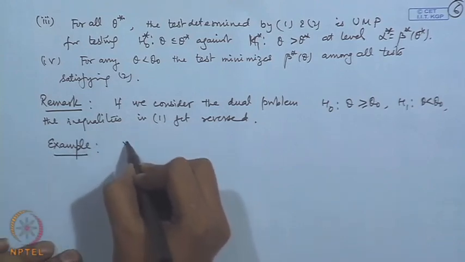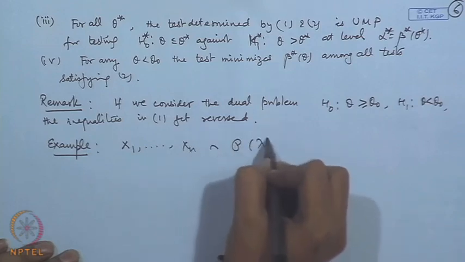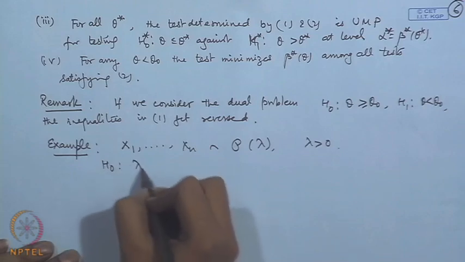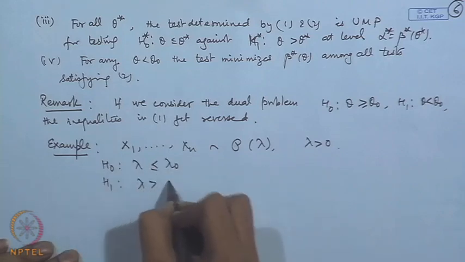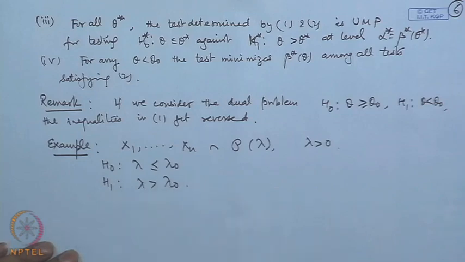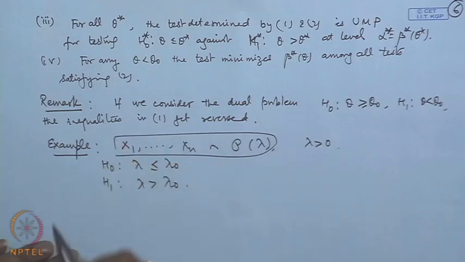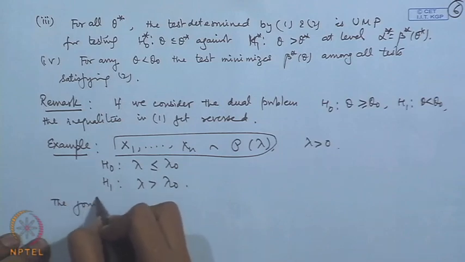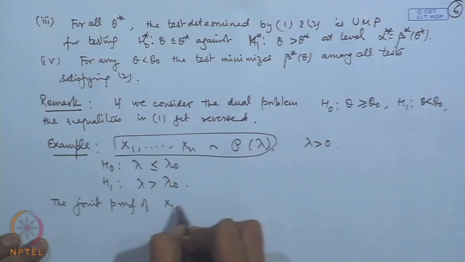Say we have a random sample x1, x2, ..., xn from a Poisson(λ) distribution, and we consider the hypothesis λ ≤ λ0 against λ > λ0. Now, let us look at this family of Poisson distributions, whether it has a monotone likelihood ratio or not. So, the joint probability mass function of x1, x2, ..., xn.